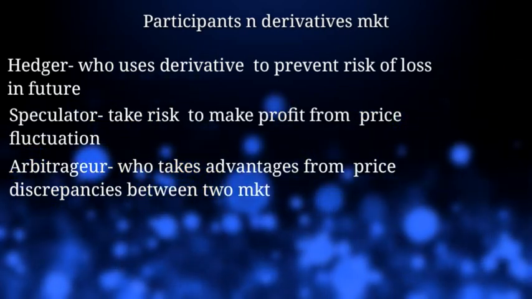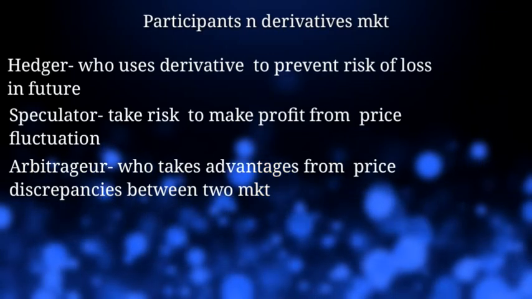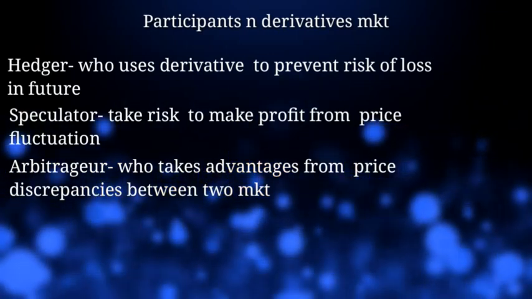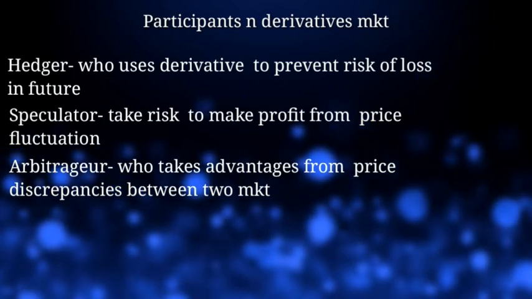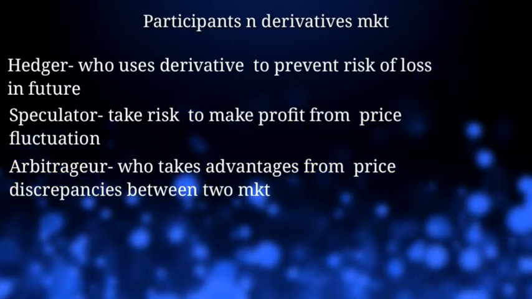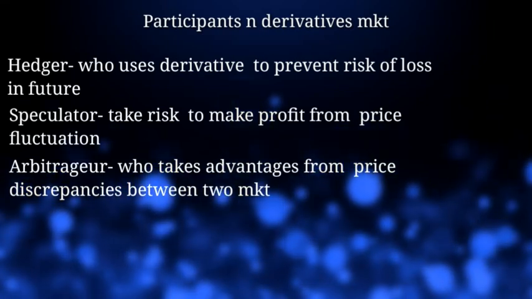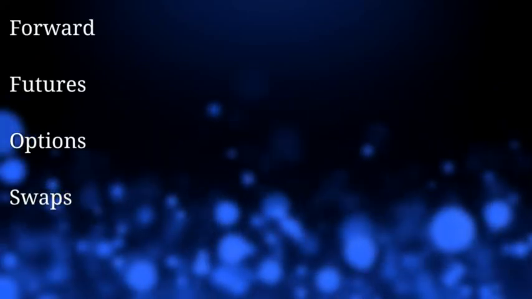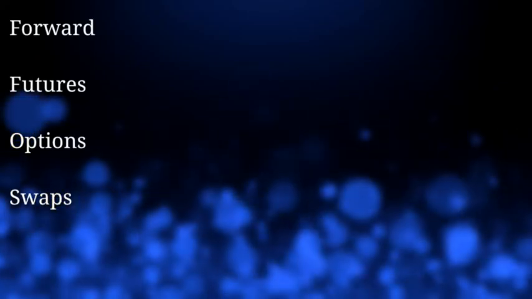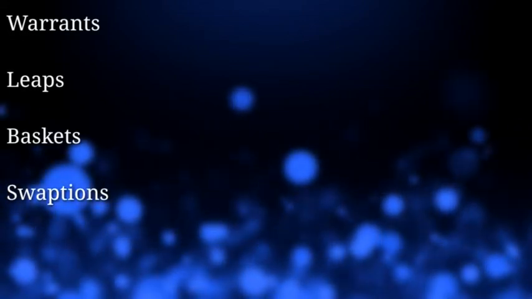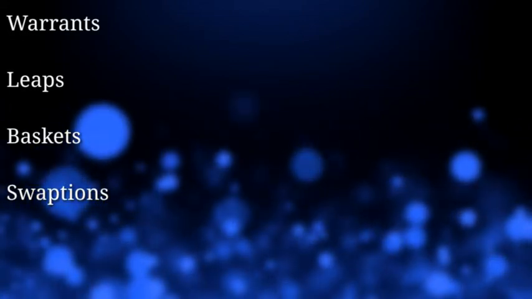Thus, these persons, that is arbitrageurs, purchase securities in one market where the price is low and sell them in another market where the price is comparatively higher. So, the motive or objective of arbitrager is to make profit from difference in prices of securities prevailing in the two markets. Now, types of derivative contracts. These are the major types of derivative contracts, that is forward, futures, options and swaps. These are other types of derivatives, that is warrants, leaps, baskets and swaptions.